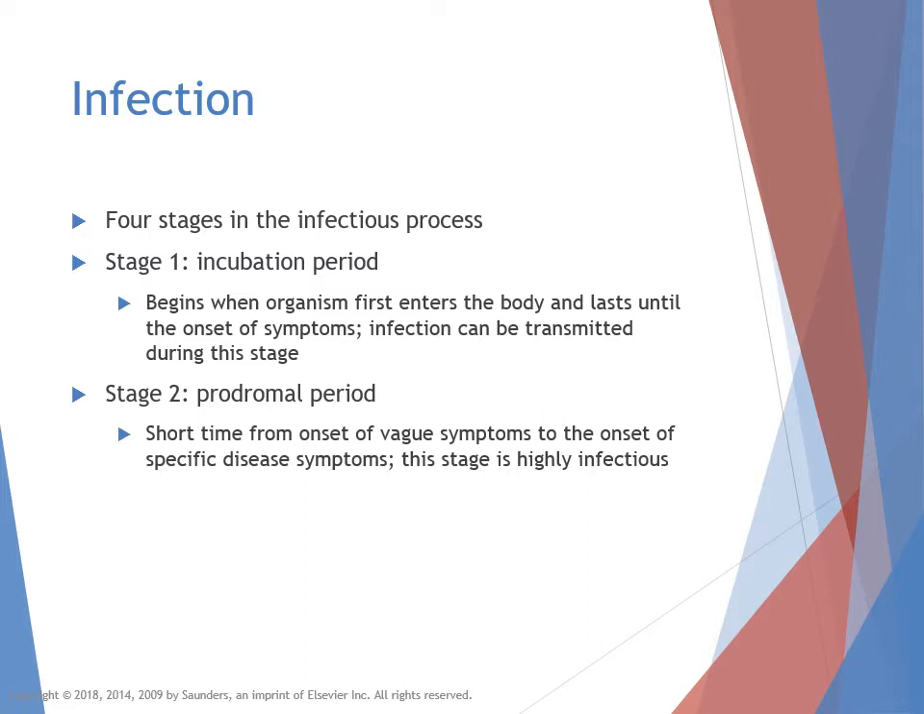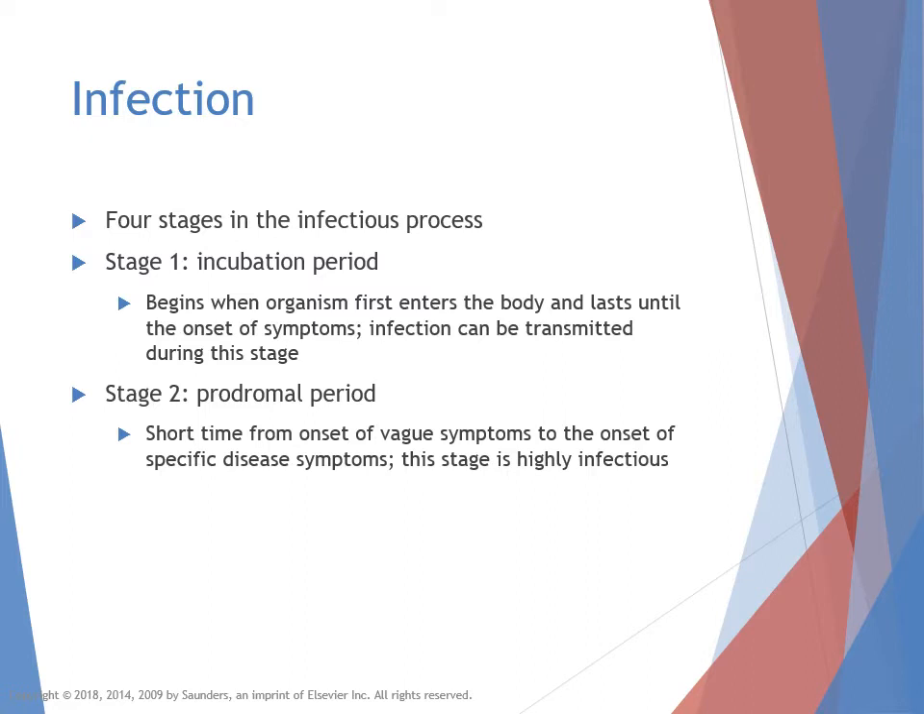So there's 4 stages in the infectious process. So infectious disease can spread before the symptoms of the disease are fully recognized. So the 4 stages, so let's start stage 1 is the incubation period. This begins when the organism first enters the body and lasts until the onset of symptoms. Infection can be transmitted during this stage. So this is when it first enters and lasts until the symptoms begin.